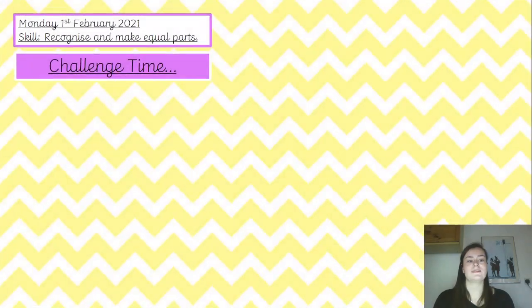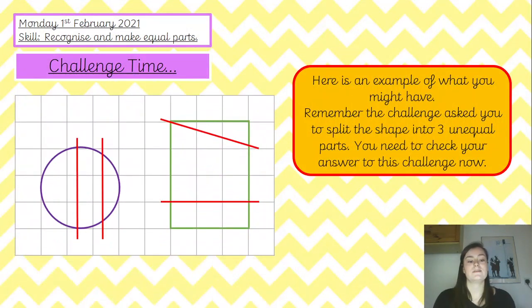Okie doke, well done. Here is an example then of what you might have had. So remember, the challenge asks you to find 3 unequal parts. So you can check your work and you can give it a tick, or you can get your partner to check your work to see if you got that right. Well done.